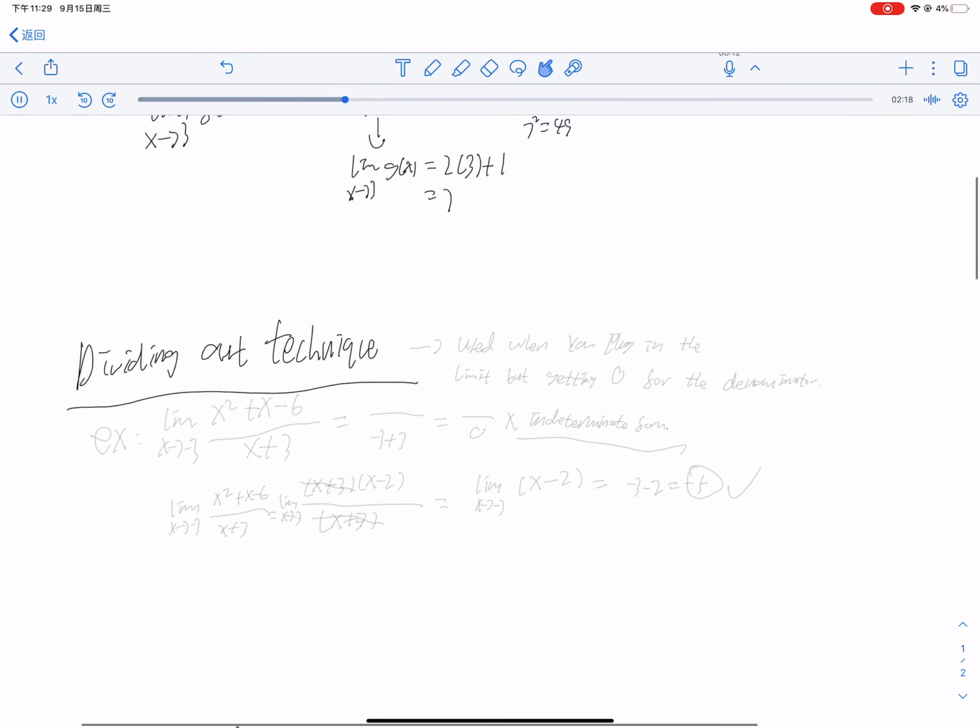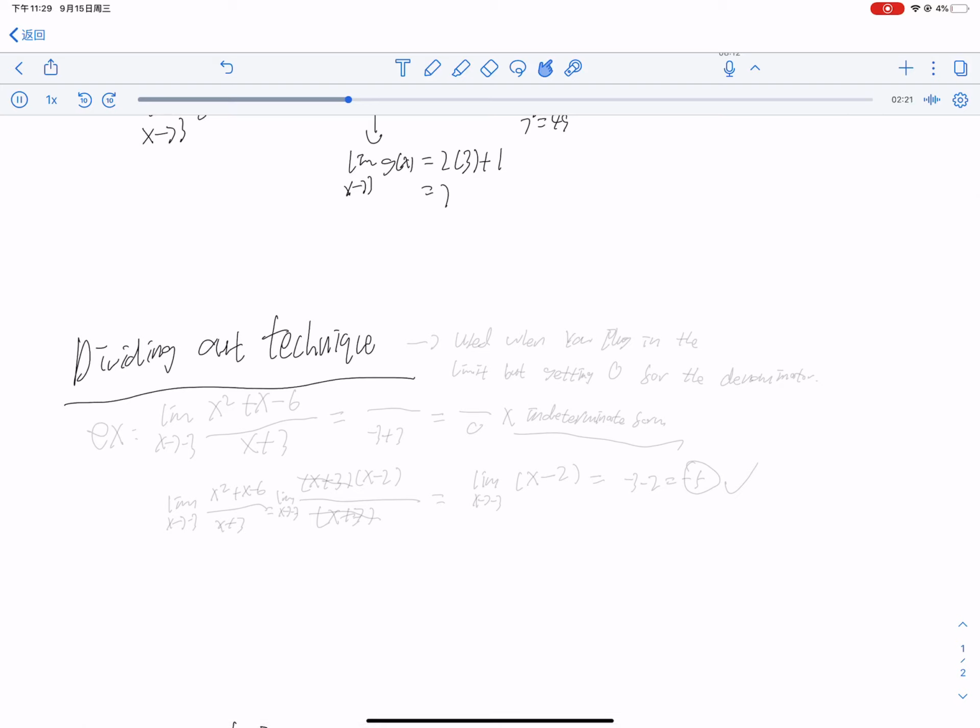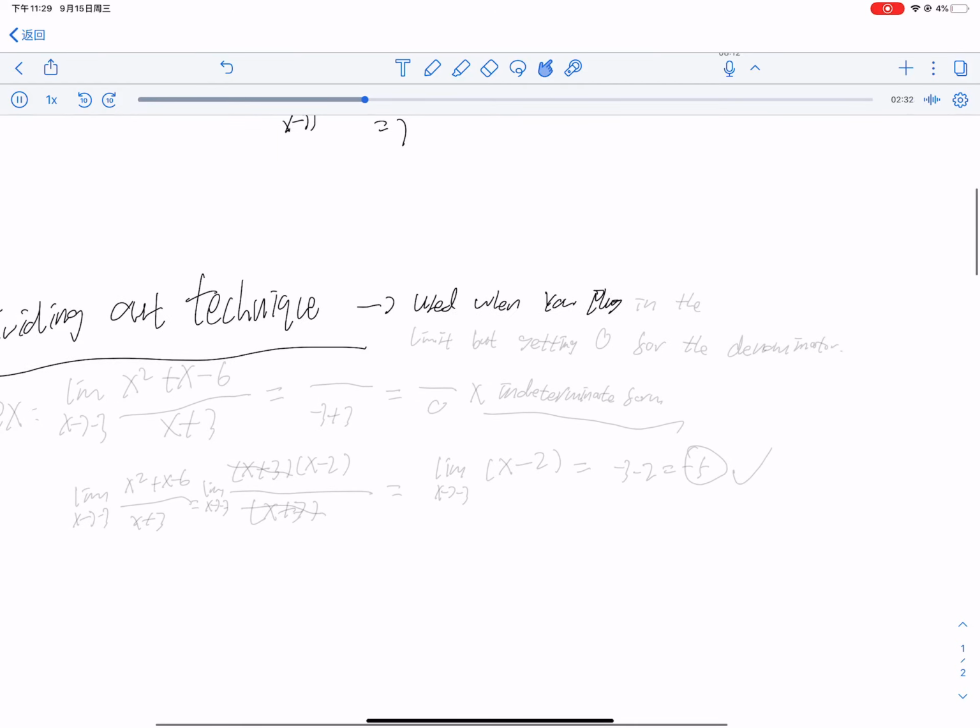And the dividing out technique. So this technique will be used when you plug in the limit but get 0 for the denominator.